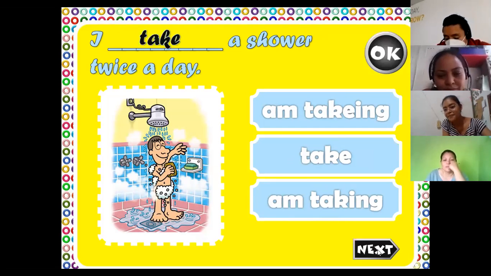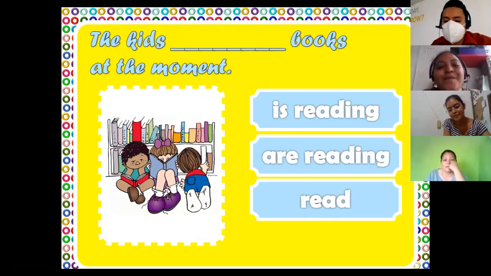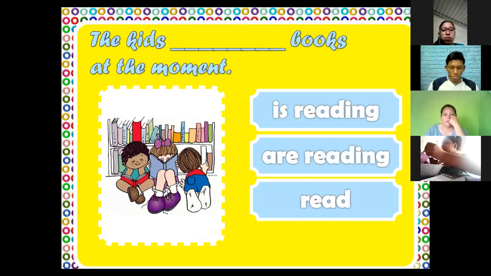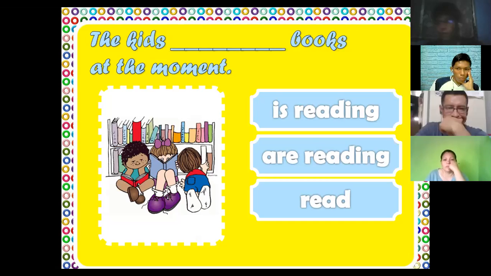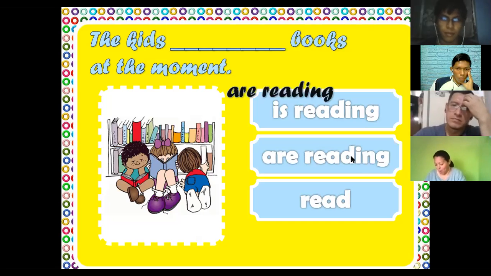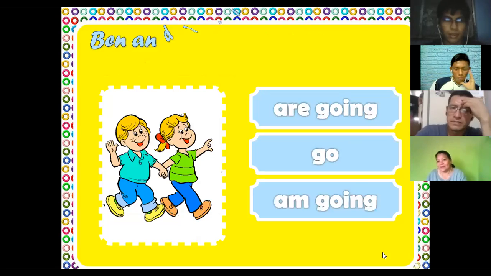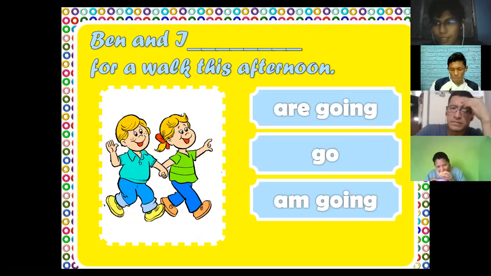Eric. Okay, Eric. Read it, please. The kids are reading books at the moment. Okay, the kids, you said, are reading books at the moment. Good. Next one, choose another person. Let me see. Ivania. Okay, Vanya.